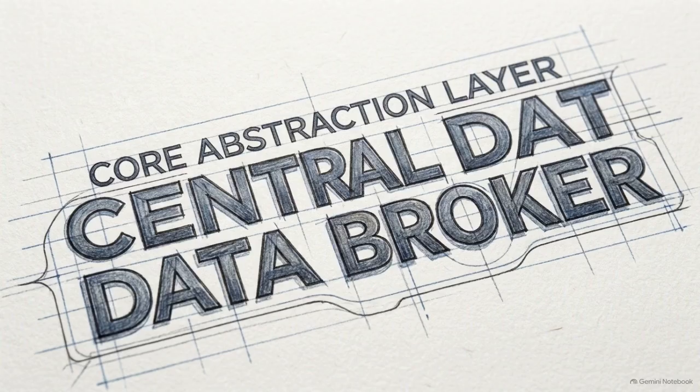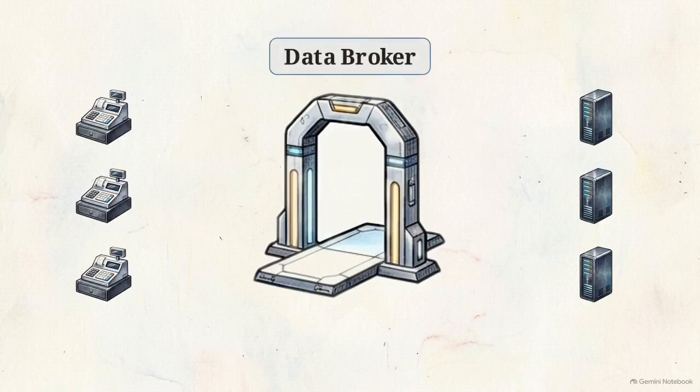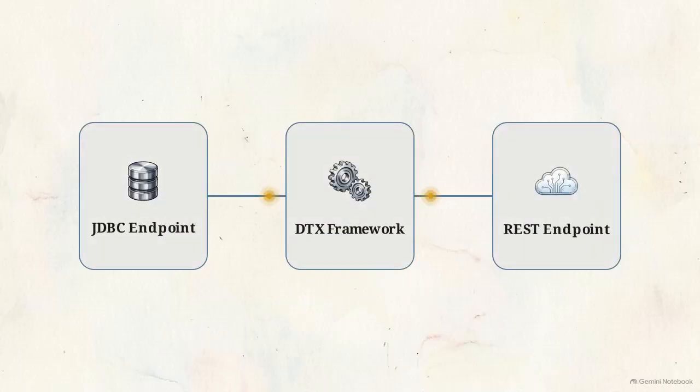Oracle Retail Xstore manages this complexity using the Data Transfer for Xstore framework, or DTX. It acts as an invisible boundary layer between the register and the server. DTX serves as a dedicated data broker, isolating the POS application from physical backend data sources. This abstraction allows Xstore to operate against unified data models in memory, while DTX handles the specific details of connecting to JDBC or REST endpoints.